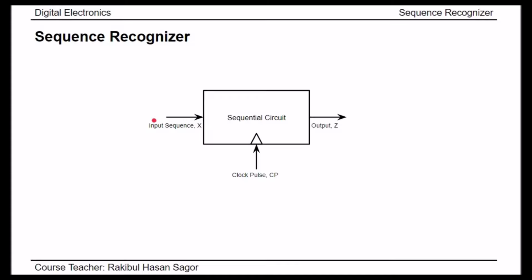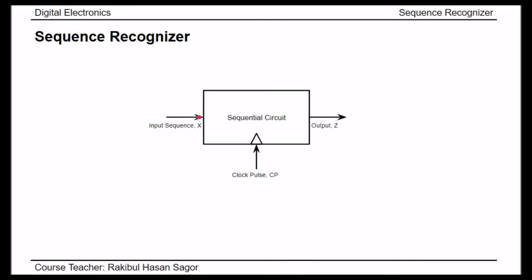For example, 0, 1, 0, 1, 1, 1, 0, 0. In this way, the input sequence will be sent. With each clock pulse triggering, the inputs will be transferred through this sequential logic circuit. Now, according to the operation of sequence recognizer, the circuit will be designed in such a way that the output will be 1 when the circuit gets a predefined sequence.